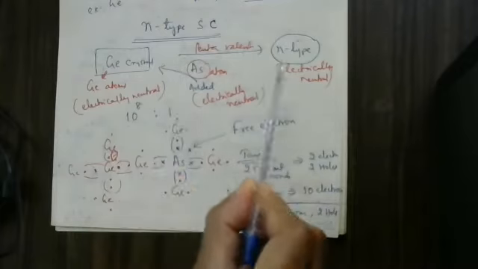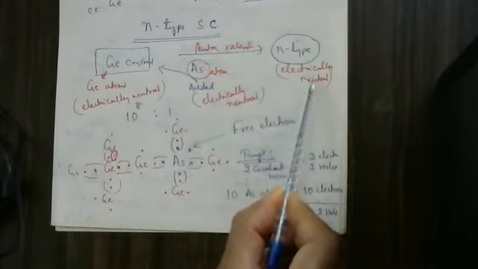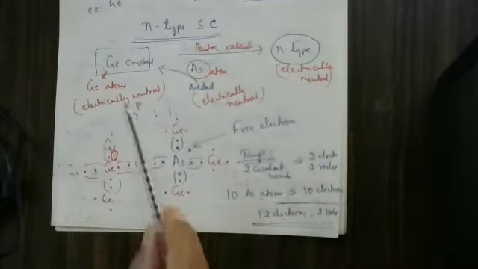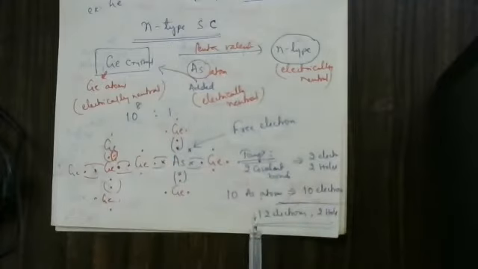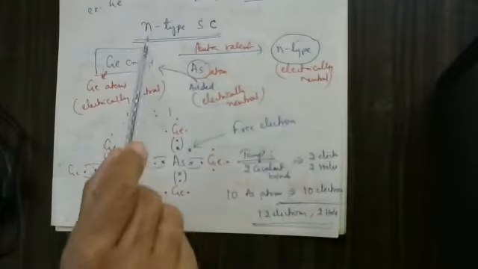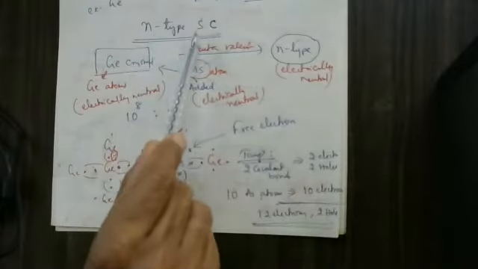N-type semiconductor is electrically neutral, but we can say that in an N-type semiconductor, the majority charge carriers are electrons. Minority charge carriers are holes. This carries 1 mark. What is the question? Write the majority charge carriers in N-type semiconductors. In N-type semiconductor, majority charge carriers are electrons.